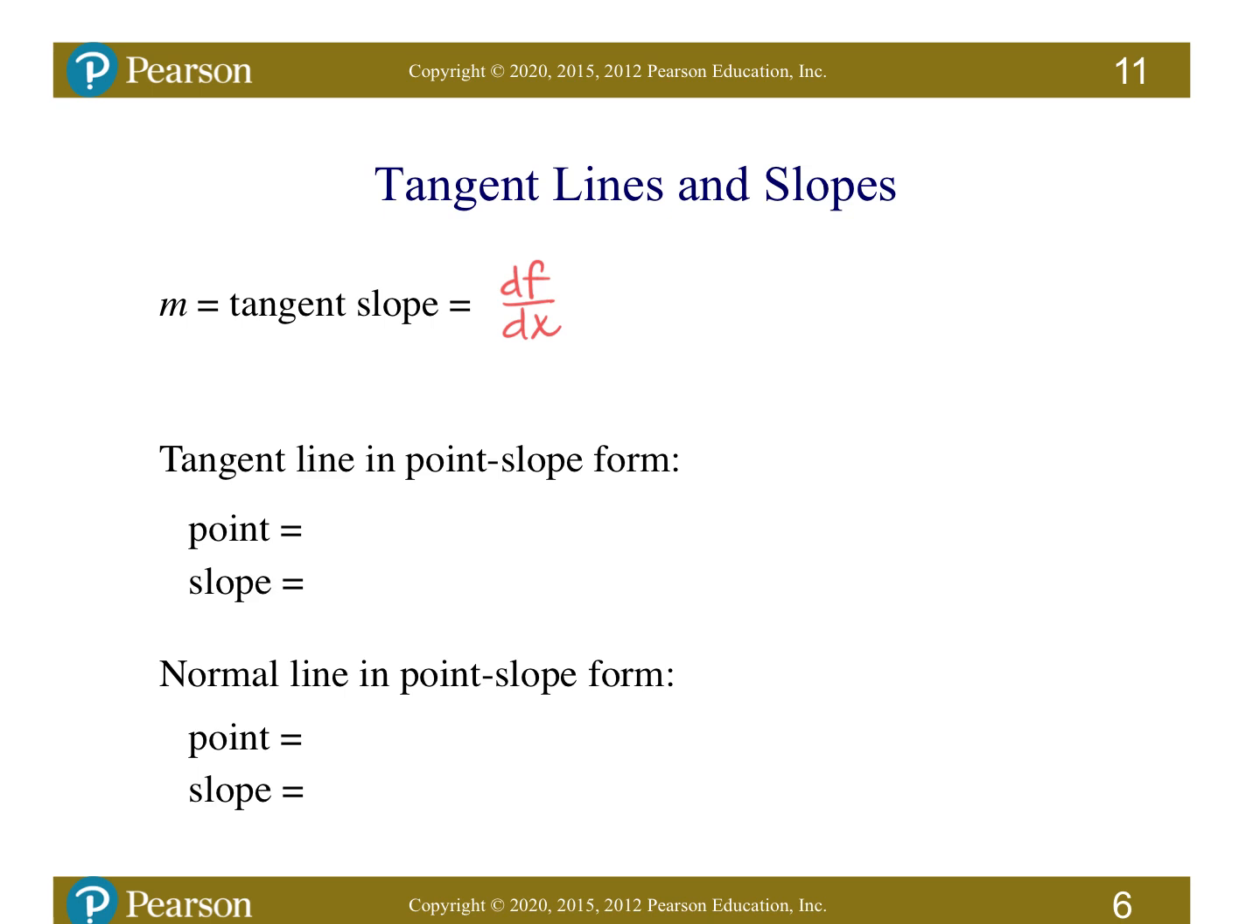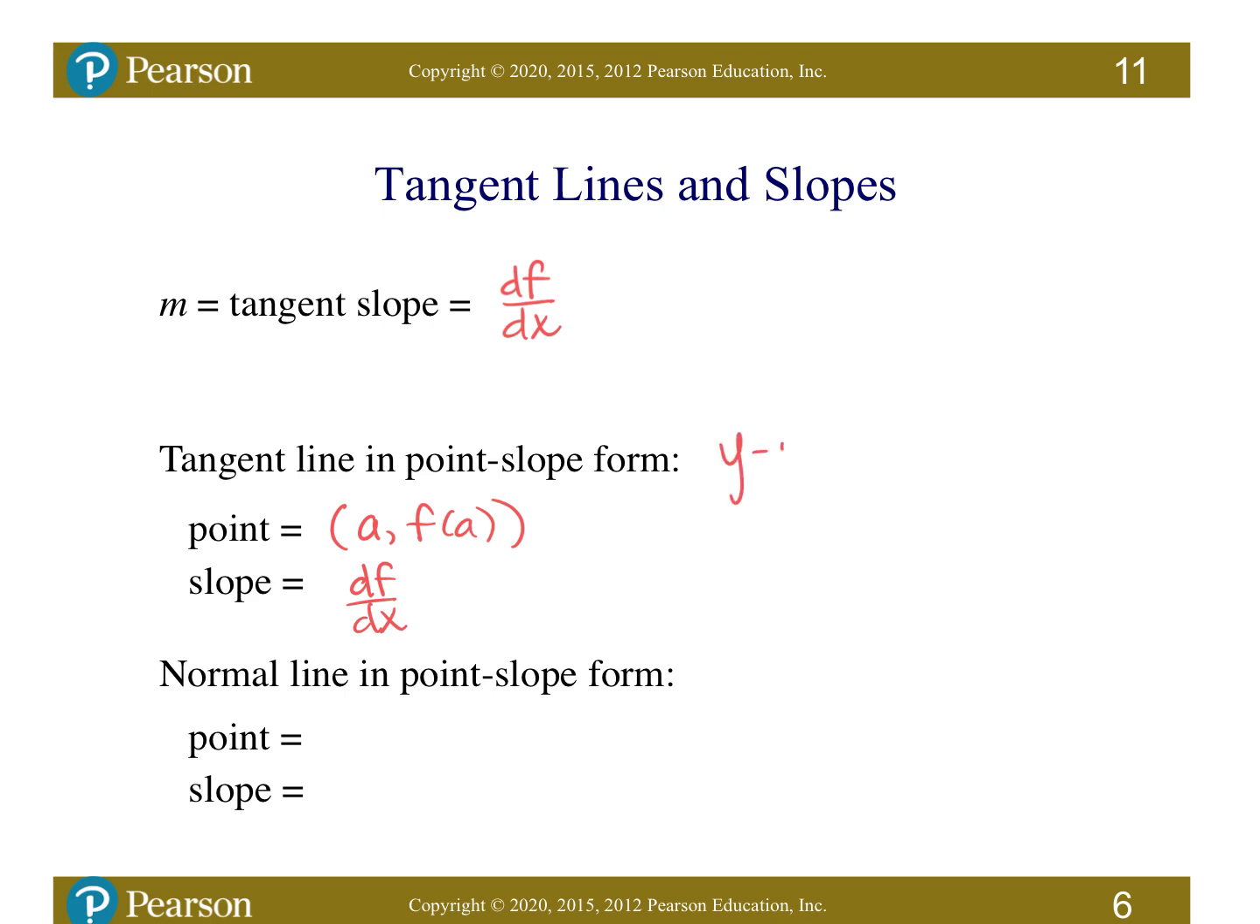You'll be asked to write a tangent line, which is different than a tangent slope. A tangent line uses the point a comma f of a. So it's the point that you're sitting at, the x-coordinate and the y-coordinate, and it will use the slope df over dx. You will use that point and slope to write an equation in point-slope form.